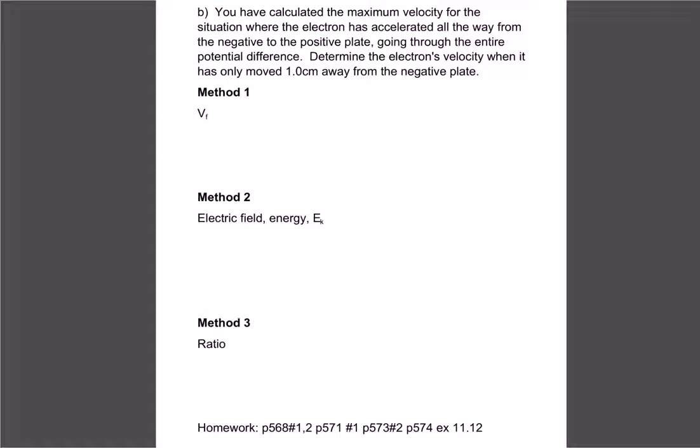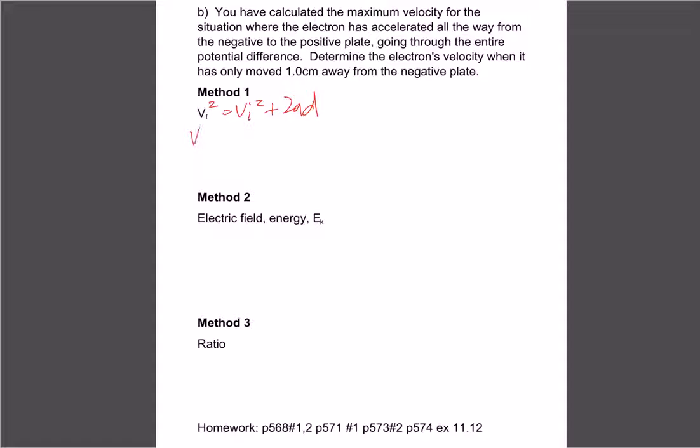So part B to the question now is, we just calculated the maximum velocity. So now the question is, what would happen if we only move it 1 centimeter? So instead of going across the whole 4 centimeter plate, what happens if it's only going to go 1 centimeter? So the only thing we could do differently is, if we're going to use method 1, remember we used our VF squared formula.